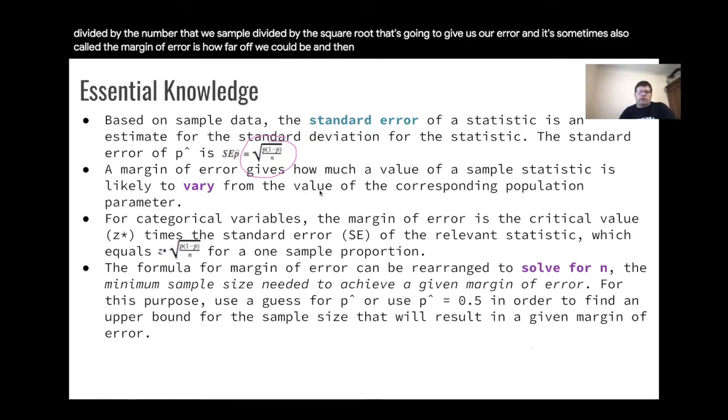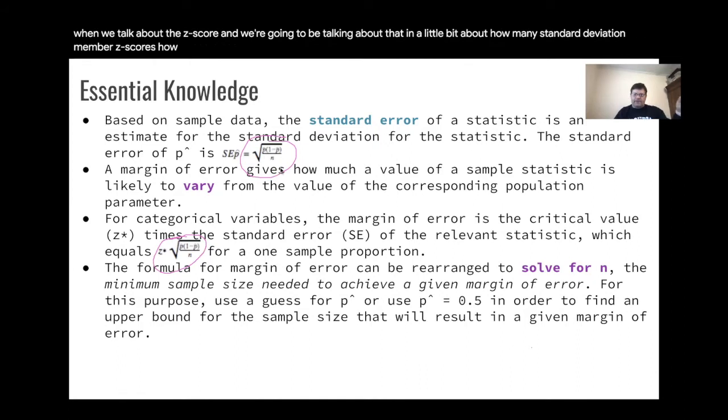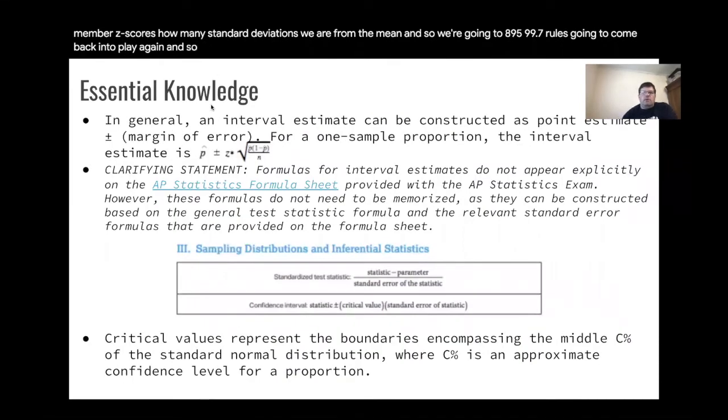And then we're looking for, well, I guess actually the margin of error is here when we talk about the z-score, and we're going to be talking about that in a little bit, about how many standard deviations. Remember, a z-score is how many standard deviations we are from the mean, and so we're going to use that to find those intervals, and the 68, 95, 99.7 rule is going to come back into play again. All of these formulas will be available to you. We're going to take the actual number plus or minus the margin of error.